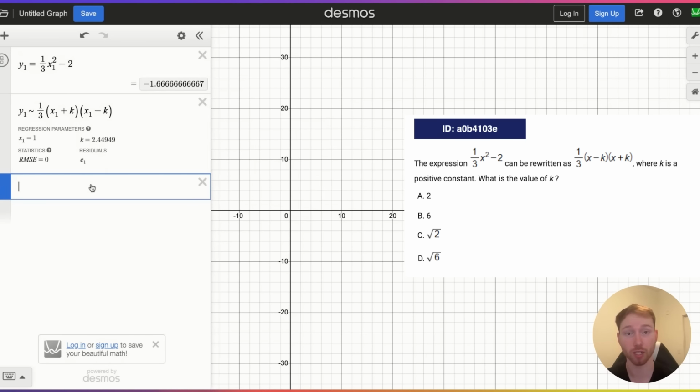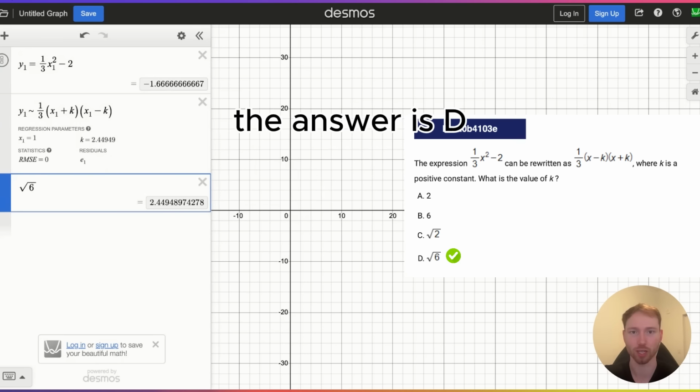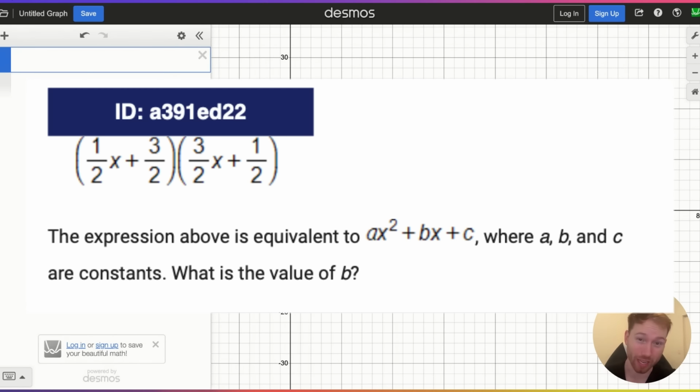So we know with this practice question, it's not going to be A, it's not going to be B, and it's not going to be C, because it's greater than 2. The square root of 2 is going to be something lower than C. So therefore, it has to be D. Let's check it. The square root of 6 is 2.449. D is the correct answer for this question. This next example is a little bit harder, but just bear with me.